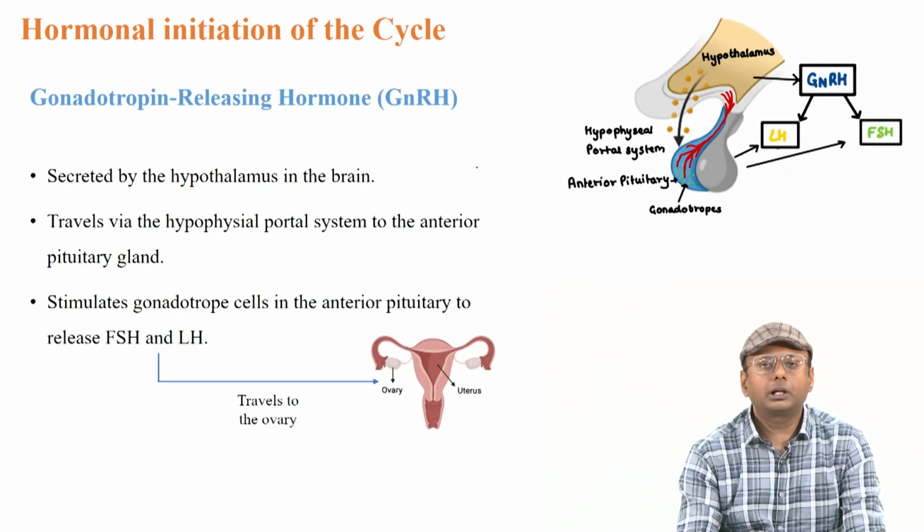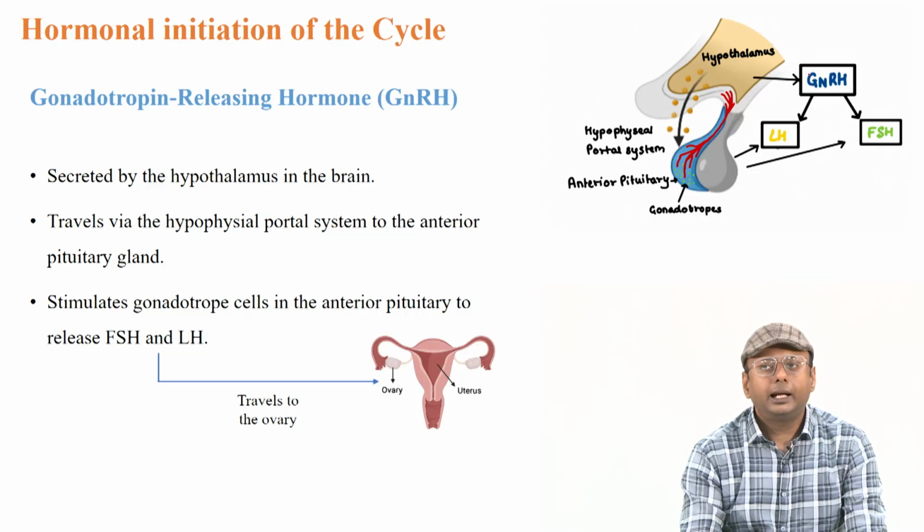Let us see how the hormonal initiation of this cycle happens. As we said, after puberty, just before each cycle, this gonadotropin releasing hormone gets secreted from the hypothalamus. And you know the hypothalamus is in our brain. Once this gonadotropin releasing hormone is secreted from the hypothalamus, via the hypophyseal portal system it comes to the anterior side of the pituitary, right.